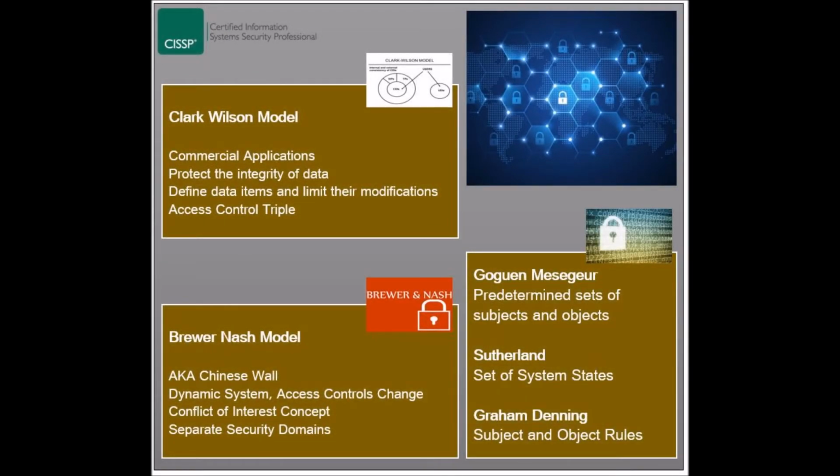Next is the Goguen-Meseguer model, which is also concerned with the protection of data integrity. This model dictates that subjects can perform predetermined actions on a set of predetermined objects, and subjects with the same capabilities are grouped into a domain that is not allowed to interfere with other domains. The Sutherland model focuses on data integrity as well, but instead of defining access domains, a specific set of system states is allowed, and the system will only be in one of these states at any given point in time.